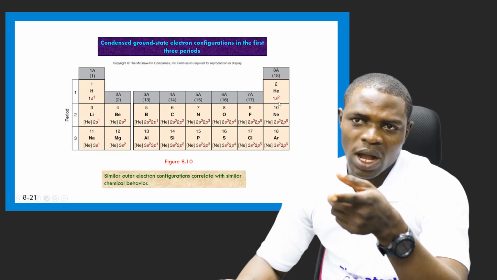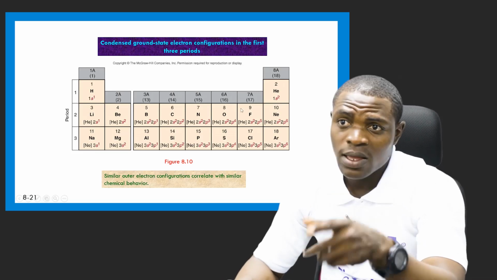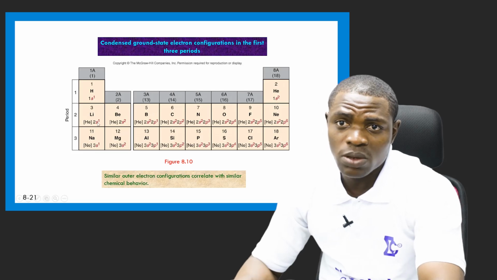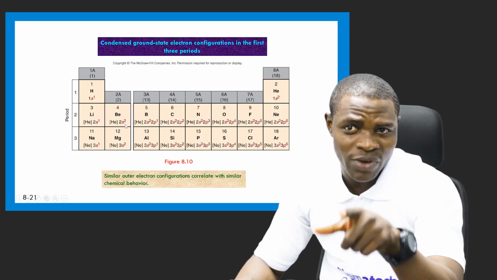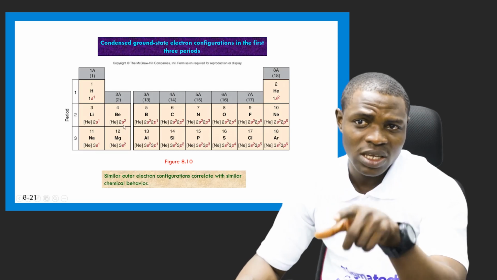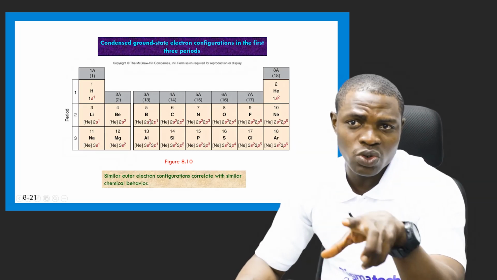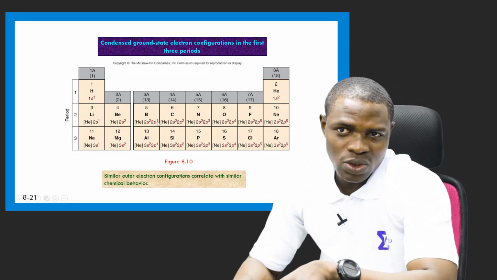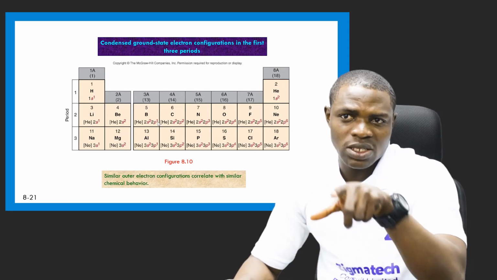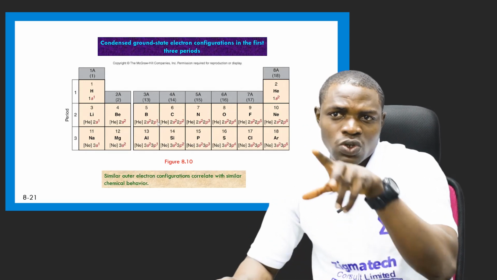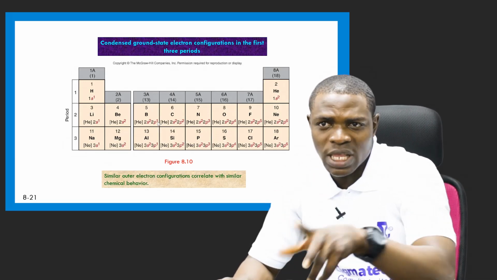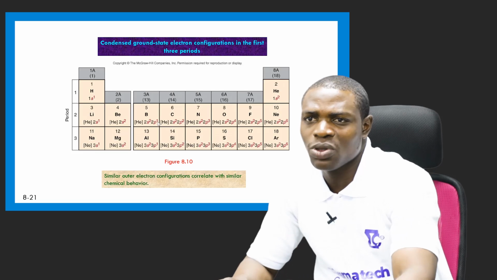So hydrogen 1s1, then helium 1s2, lithium 2s1. Then you keep increasing the number of electrons on the s. When it reaches 2, go to the next orbital, which is p. Then 1s1, 1s2, 2s1, 2s2, then 2p1. That's how to follow the sequence.